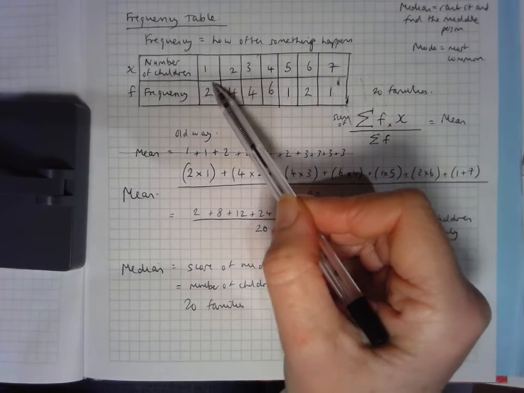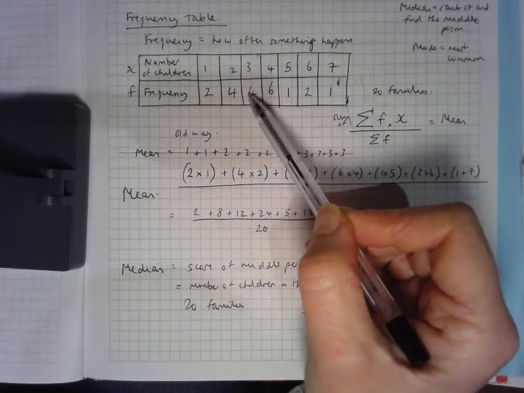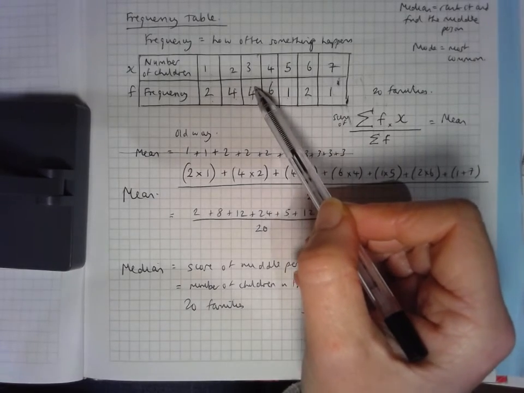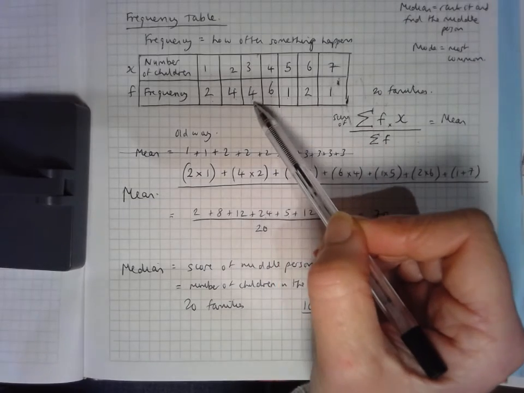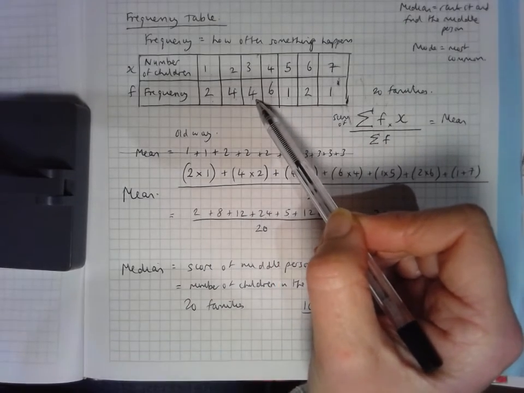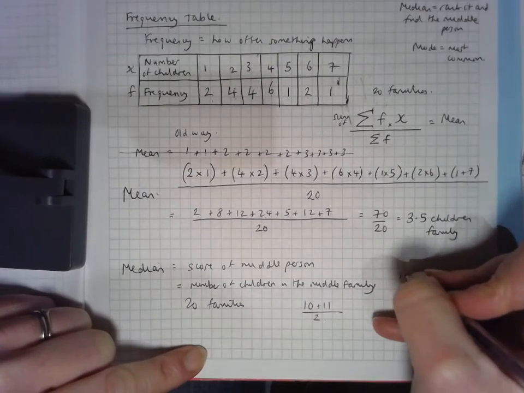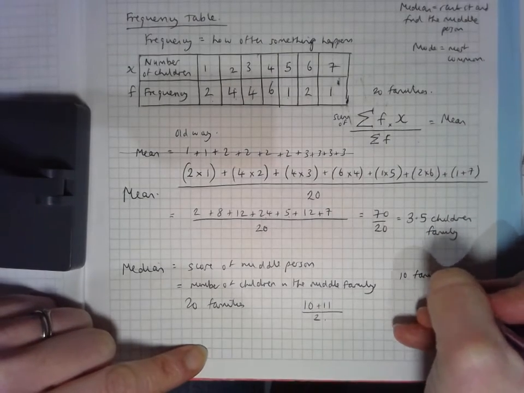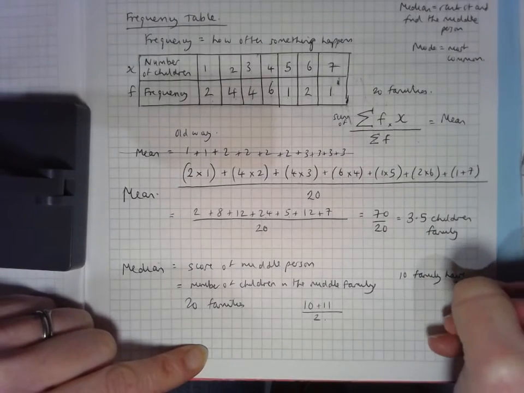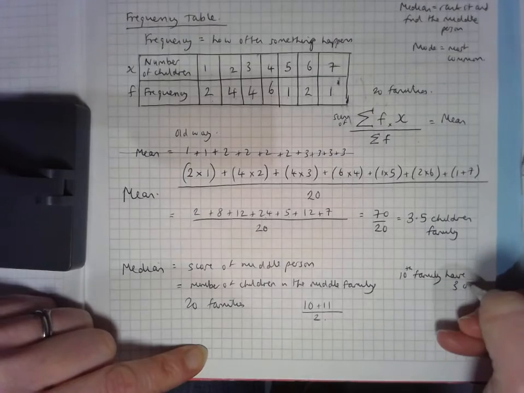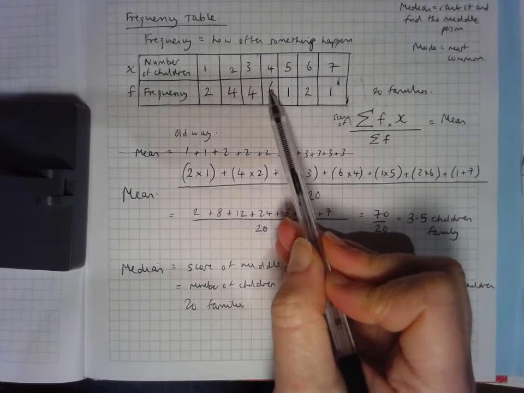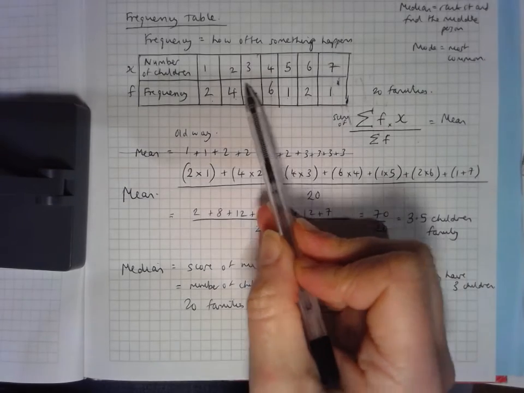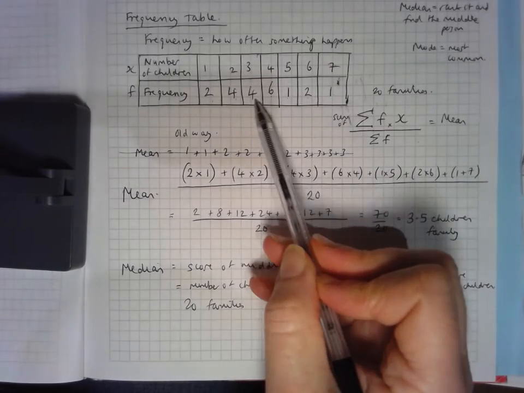So the 10th family is here. Okay, the first 2 families, the first 6 families, the first 10 families. The 10th family is here. So the 10th family have 3 children. And so the 11th family is in this group. That's the first 10. Now we're into the first 16. So the 11th family is here.